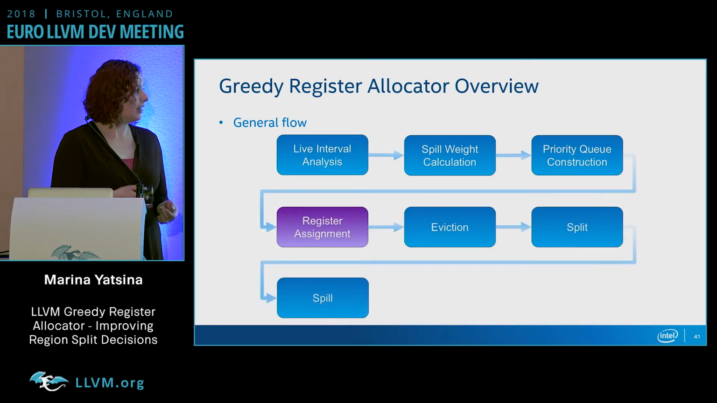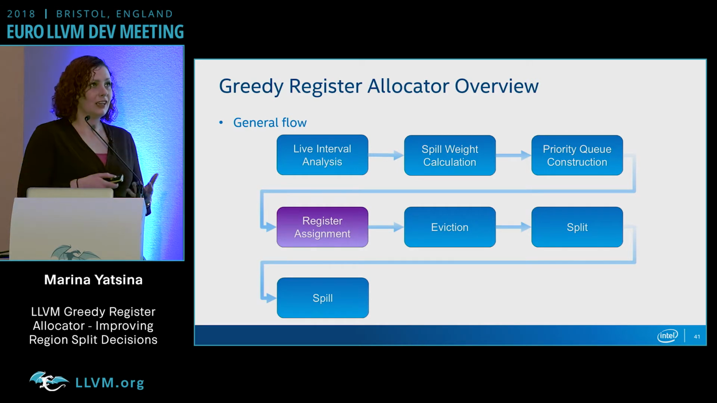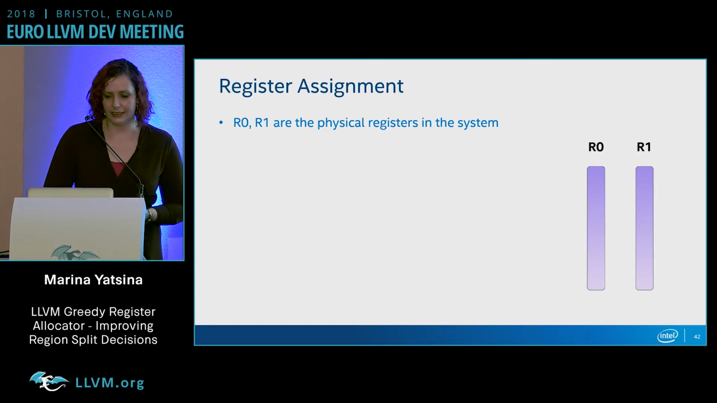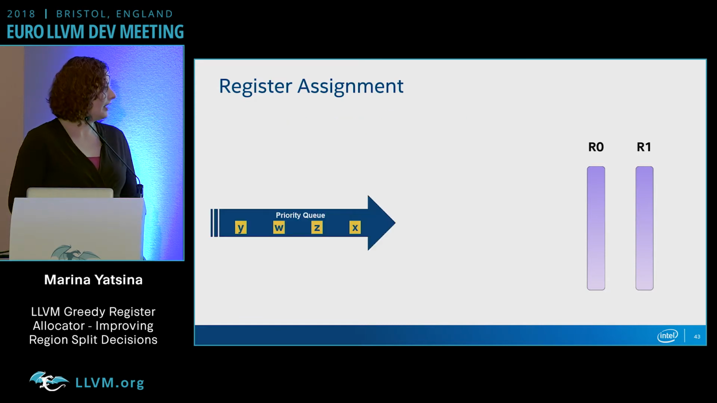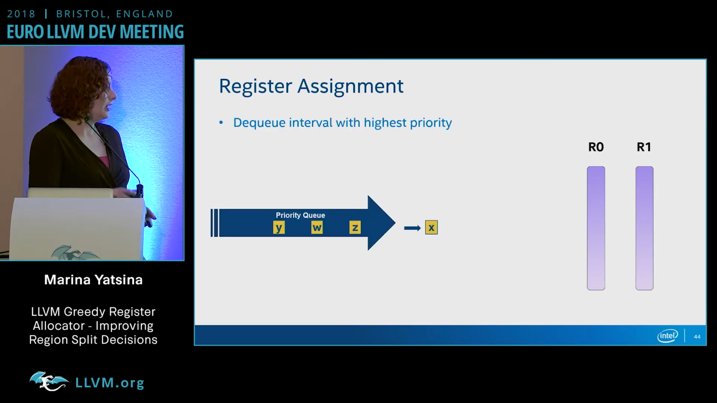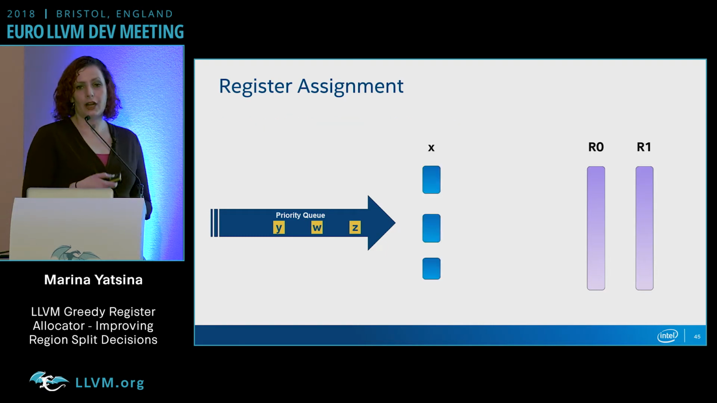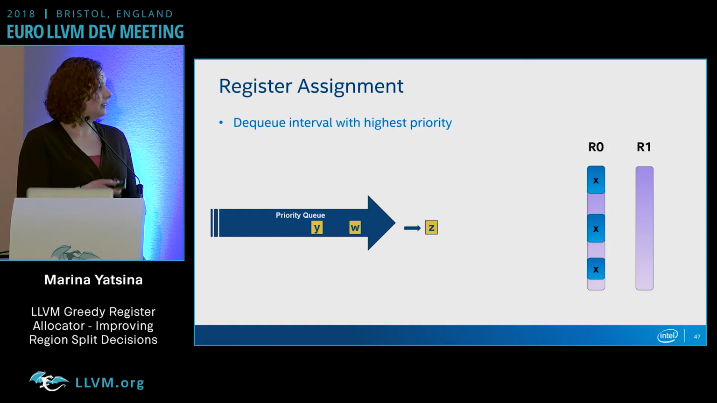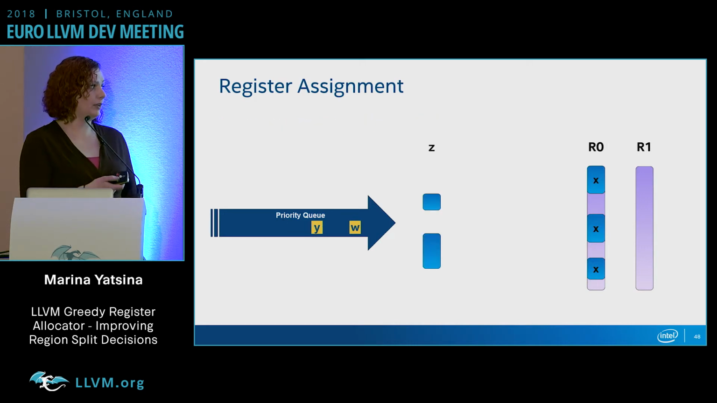Now, let's start with the first stage, which is the register assignment. Let's say we have two physical registers in our system, R0 and R1, and this is the priority queue we have. We're dequeuing the first interval with the highest priority, which is X, and trying to assign it to an available register. After that, we dequeue the next interval and try to assign it to an available register.